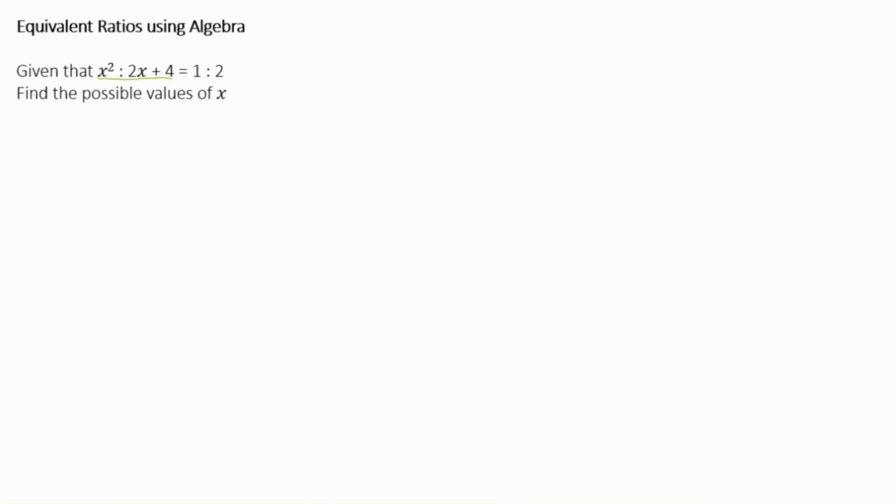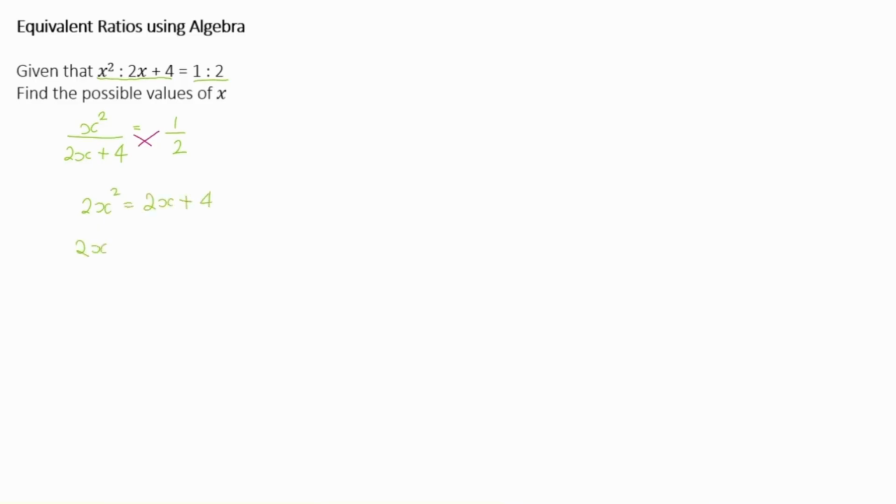So first, we can start by writing our equivalent ratio in a fraction form. So instead of x squared to 2x plus 4, we're going to write this as x squared over 2x plus 4 is equal to, and because the ratio is 1 to 2, we are going to write it as 1 over 2. So what we have done is we have now formed an algebraic fraction. And because we are finding the values of x, that means we are solving for x. So we can solve this by cross-multiplying it to make it a linear equation. And this will give us 2x squared is equal to 2x plus 4.